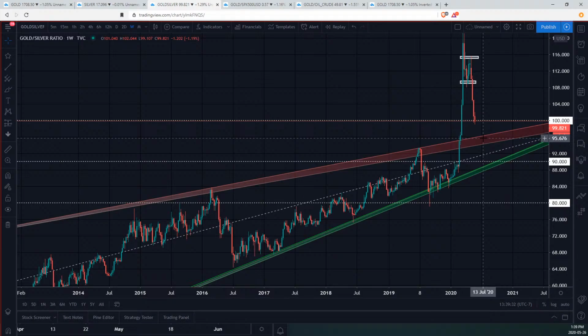So in my opinion, the momentum is still very much to the downside on this ratio, which means it's more bullish for silver than it is for gold. It doesn't mean that it's bearish for gold. It could be bullish for both precious metals, but silver is just appreciating at a quicker rate compared to gold.